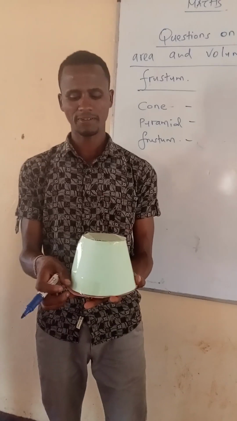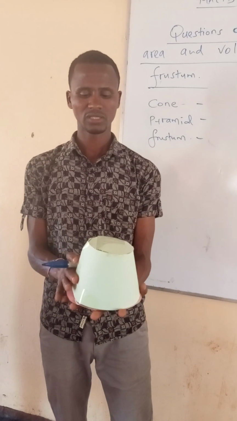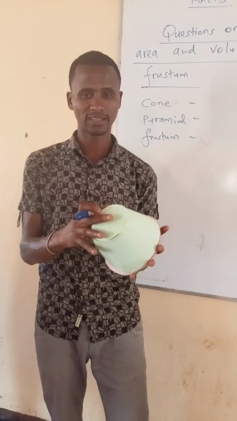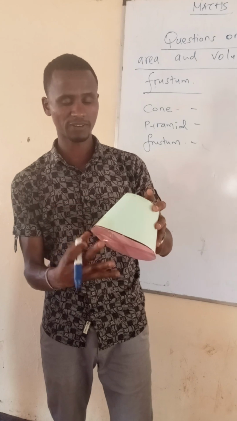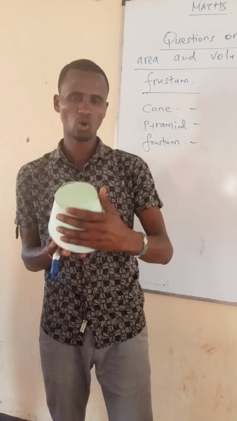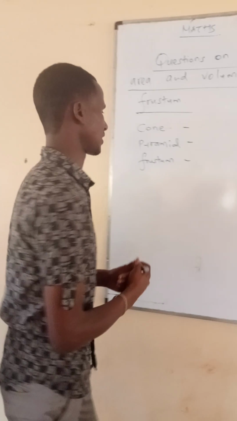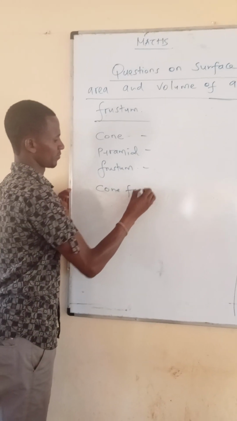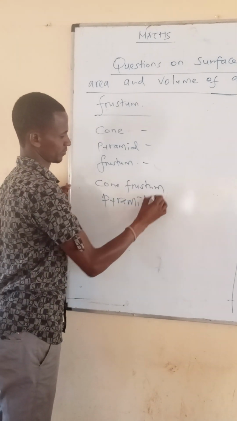You can see that a frustum is like this. It has a flat top. A cone frustum, just like a cone, has a circular base and also a circular top like that. And there are two types of frustum. We have the cone frustum and the pyramid frustum.